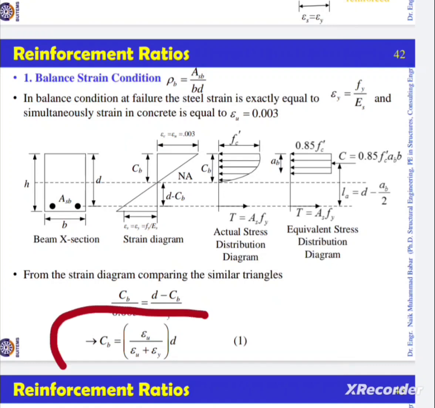So I reached the final conclusion that CB is equal to EU divided by EU plus EY into D. This is a very important result, that CB will be equal to concrete strain divided by concrete strain plus steel strain, into effective depth. This is equation number 1. So this will be used a lot in calculations. Remember this.